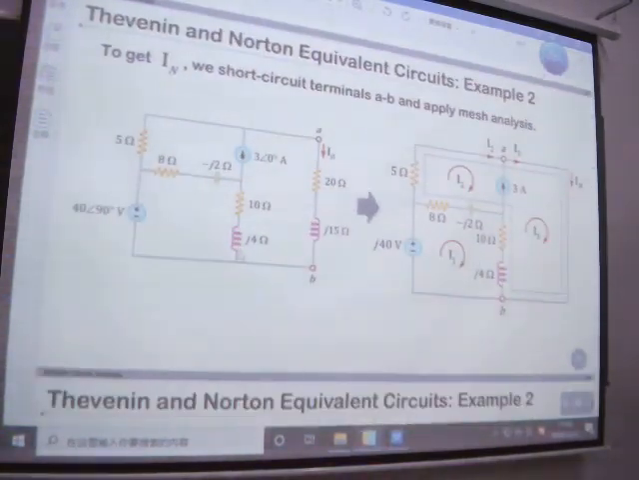Then we are going to calculate the IN, the Norton current. They short the circuit, and then the circuit becomes like this, and they use circuit analysis and calculate out the IN. They use the direct way, just short it. Because for IN, we are going to calculate the short circuit current. So we just short this one and calculate the current IN.